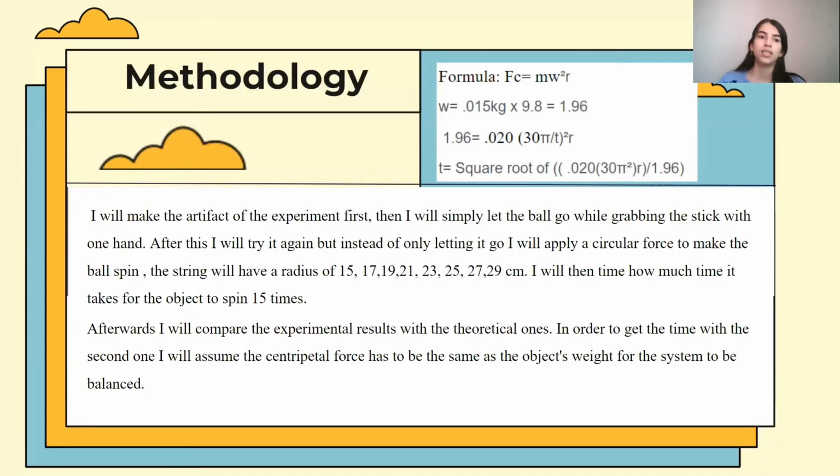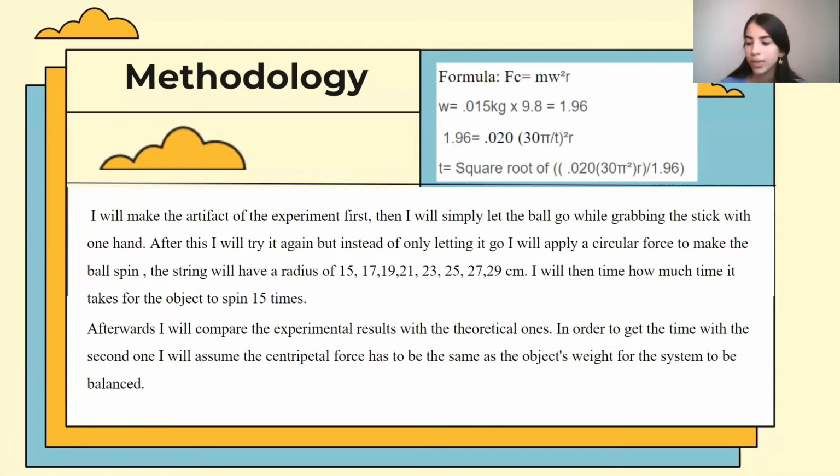As for the methodology, I will make the artifact, which I will explain to you, and then I will let the ball go while grabbing the stick with one hand. Of course, I repeated this and the ball, in fact, fell. After this, I will try again, but instead of only letting it go, I will apply a circular force from the pen, and I will try to make the ball spin.